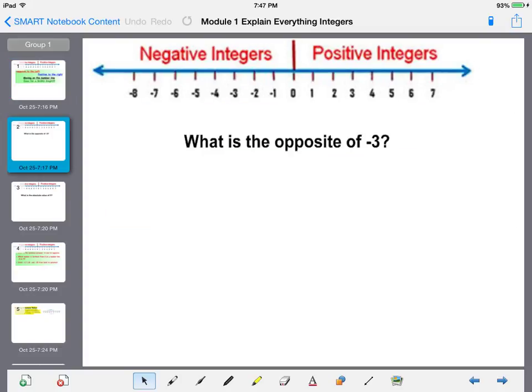We talked about the word opposite as a vocabulary word. If, for example, I am at -3 on the number line, which is right here, and I wanted to know what the opposite of -3 was, it's going to be the same distance from 0, but on the opposite side. So +3 would be the opposite of -3 on the number line.